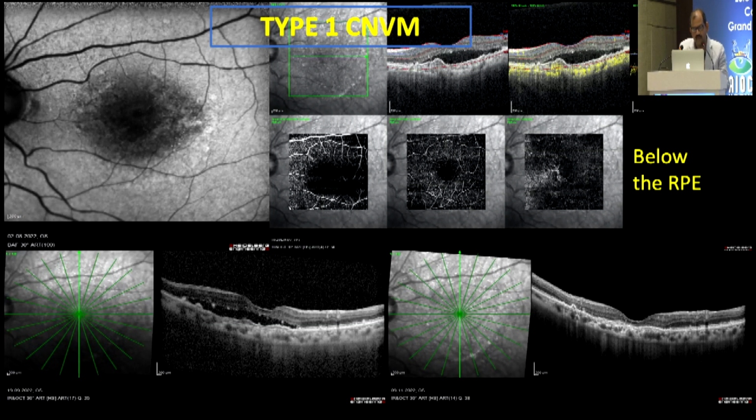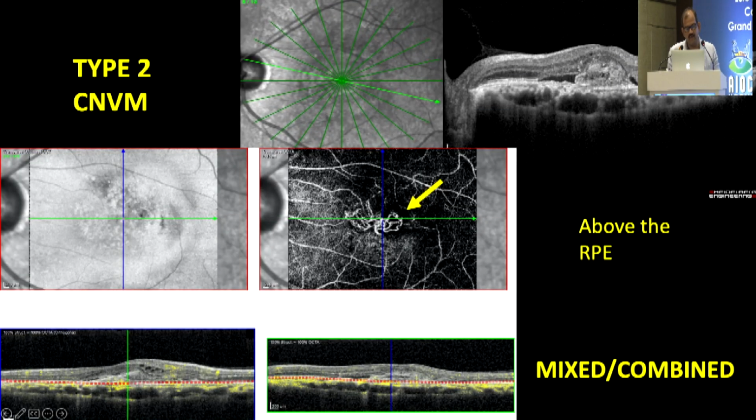So this is type 1 CNVM, where you see the membrane which is below the RPE. This is type 2 CNVM, where you see this membrane which is lying above the RPE. The membranes can be both combined or mixed, which means there can be type 2 combined with type 1.